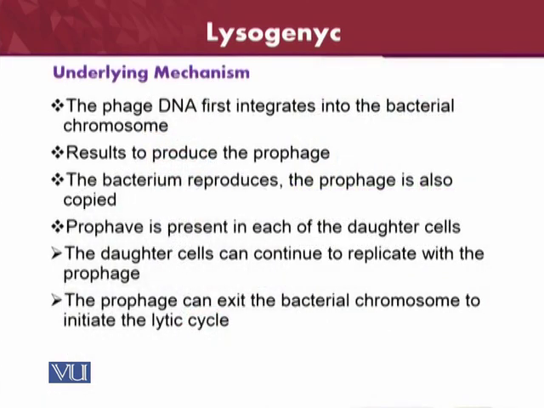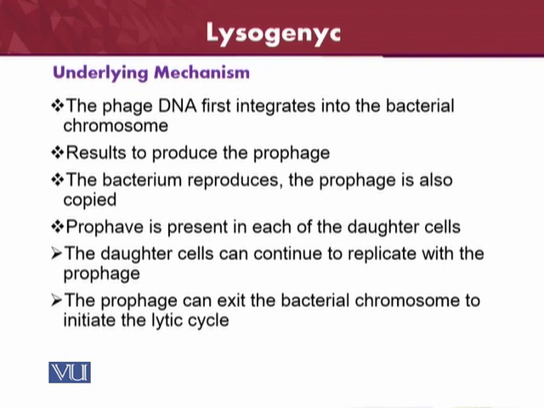What is the underlying mechanism? The phage DNA first integrates into the bacterial chromosome. We have already seen that the phage DNA enters inside and becomes integrated into the bacterial genome, the bacterial chromosome, to produce the prophage. The bacterium reproduces, and the prophage is also copied along with the bacterium, and the bacteria take it as their own part. The prophage is present in each of the daughter cells, as after the replication of the bacteria, the prophage also replicates itself.